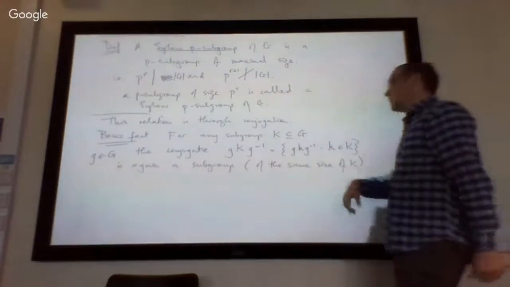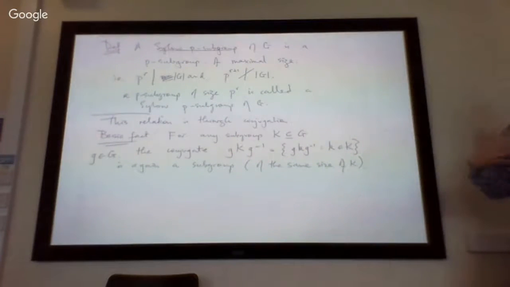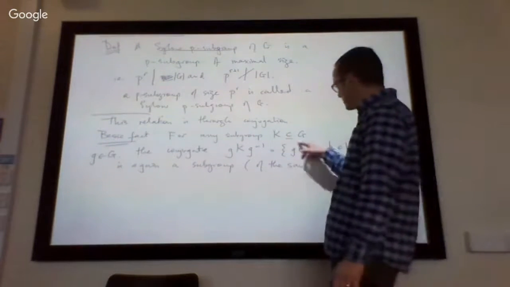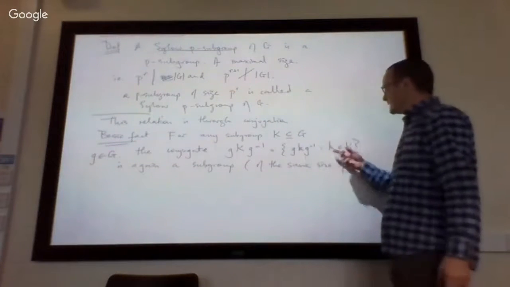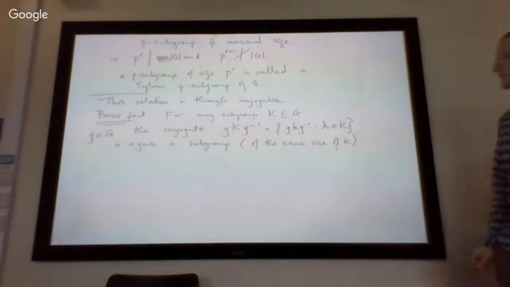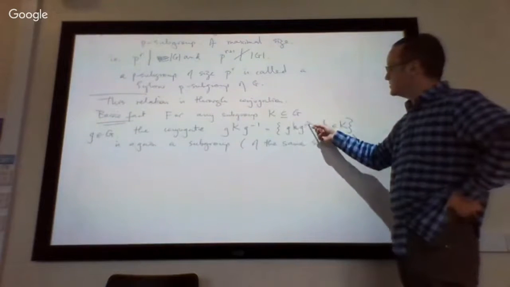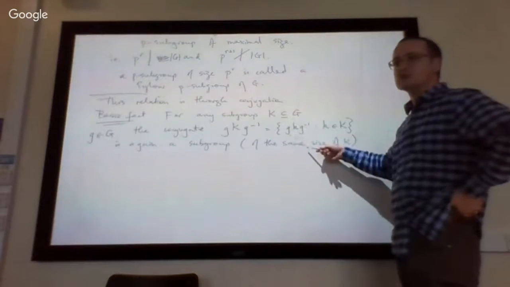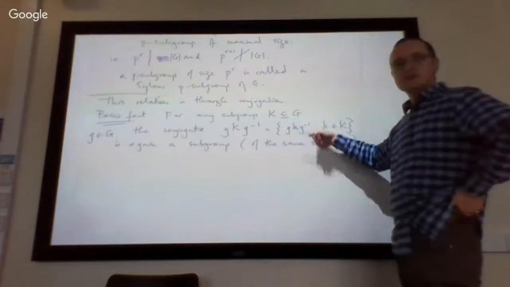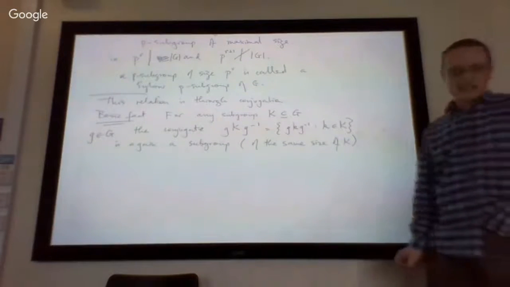Because when you operate on group elements by multiplying by some particular element, that's an injective operation, so a one-to-one operation. So the amount of things in this set is the same as the amount of things in K. If two of these for different Ks were the same, so if G K1 G inverse was the same as G K2 G inverse, it would have to be that K1 is equal to K2 because you can cancel all the G's. Okay. So that's the basic fact.